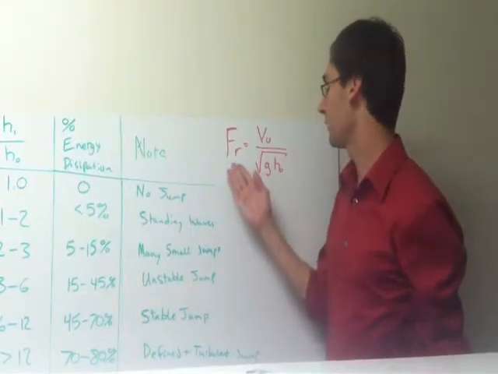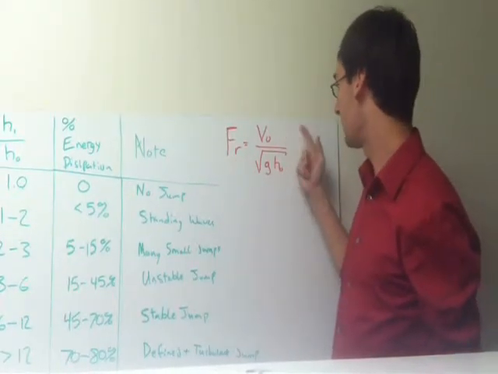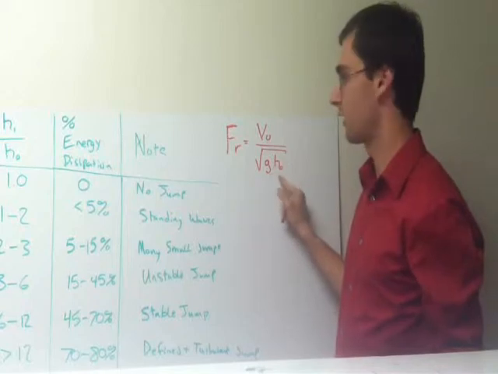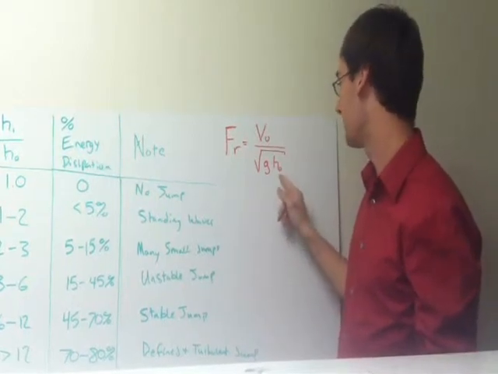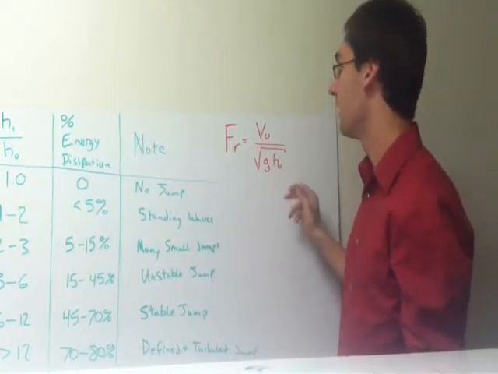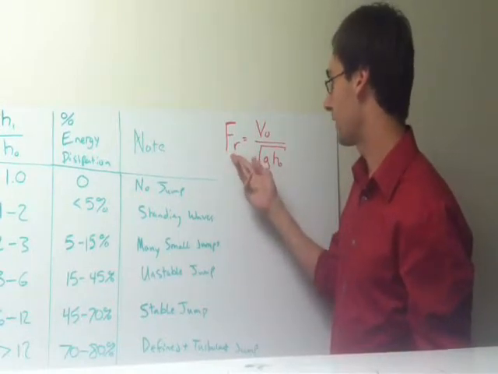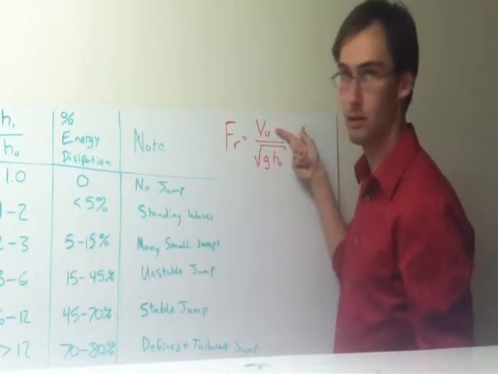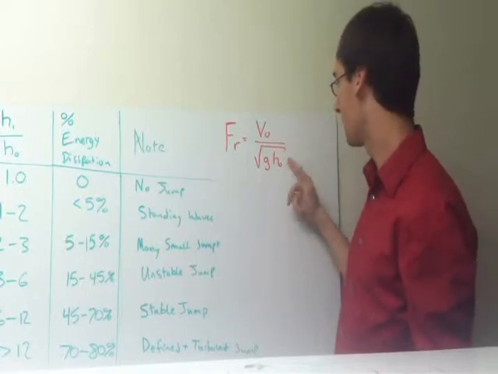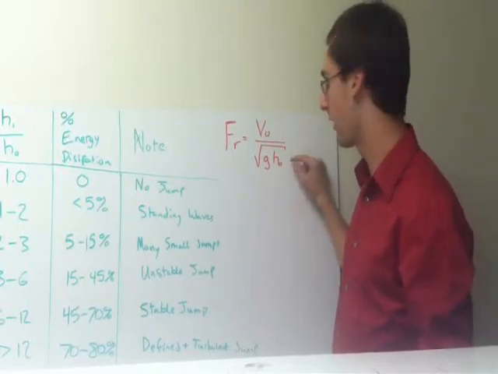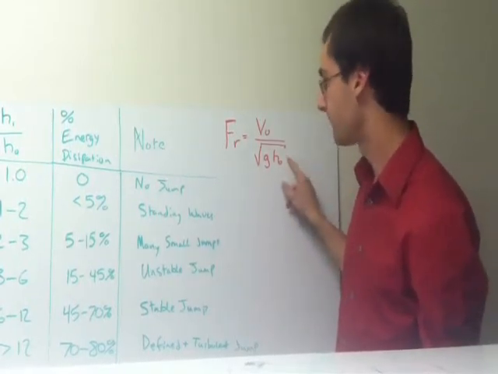As you can see, the Froude number is equal to the velocity divided by the square root of gravity times the initial height of the input fluid. And so an easy way to increase the Froude number is to either increase your input velocity, or you can just decrease the height of your initial input fluid.